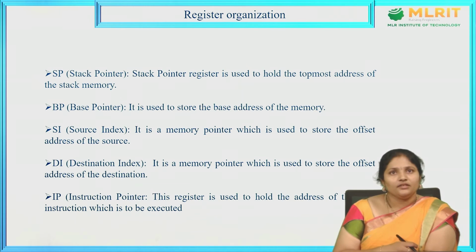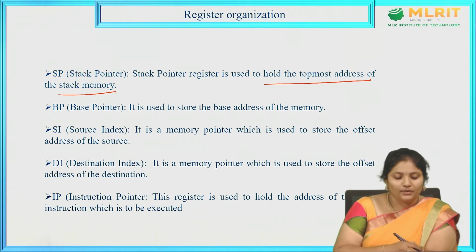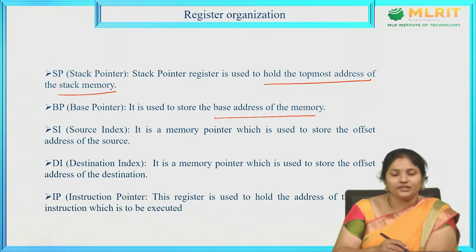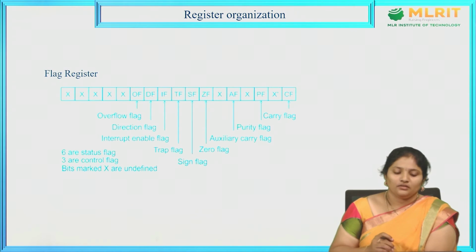The stack pointer register is used to hold the topmost address of the stack memory. Here BP is the base pointer, used for the base address, which is nothing but the offset address. SI and DI are used to hold the offset address, and the instruction pointer is used to hold the offset of the code segment.